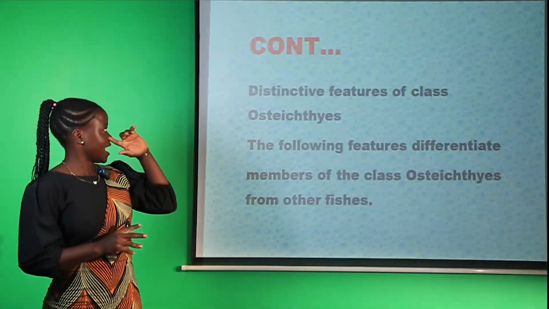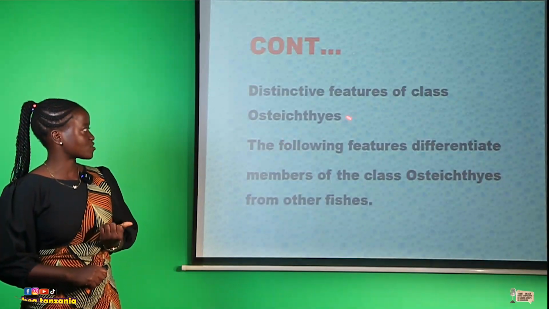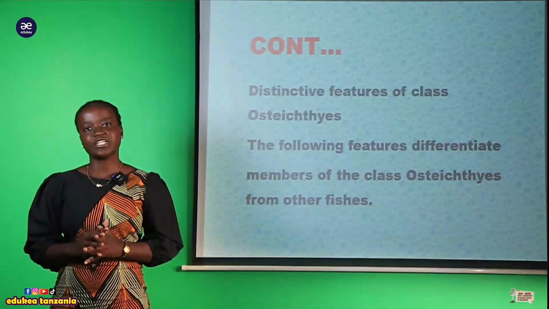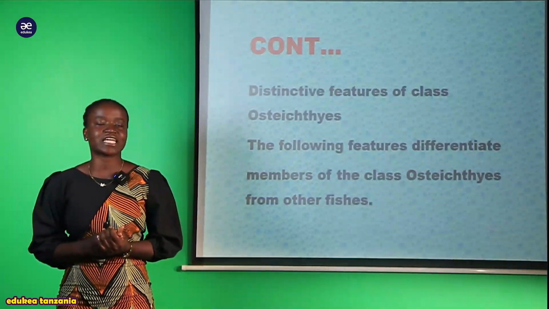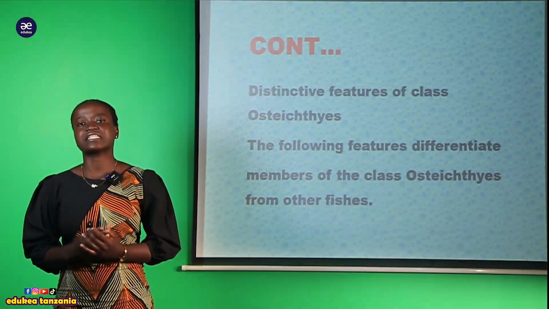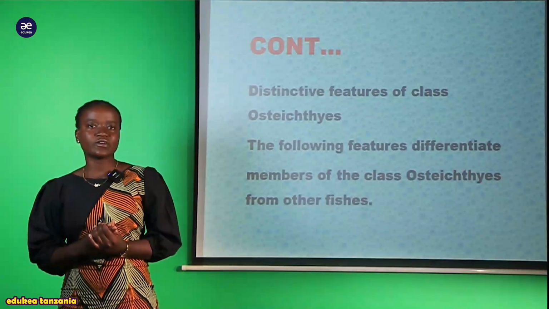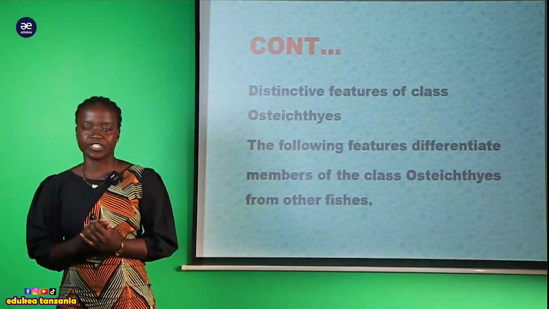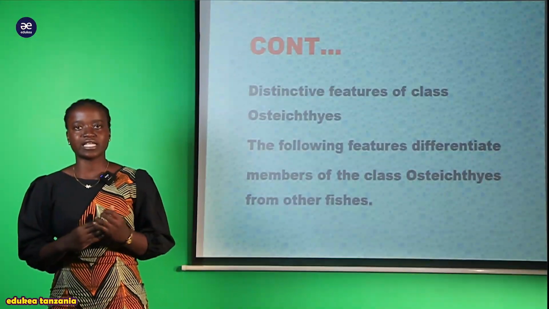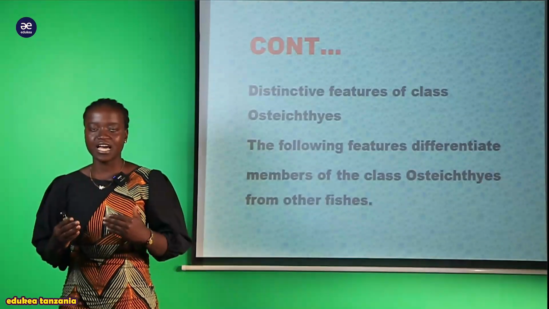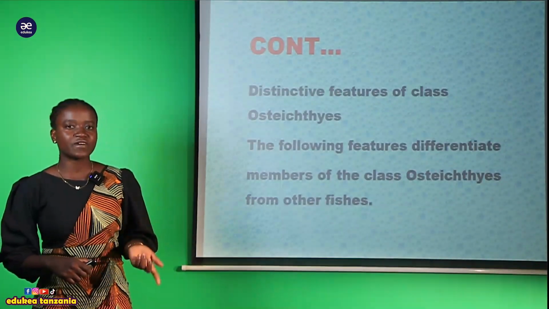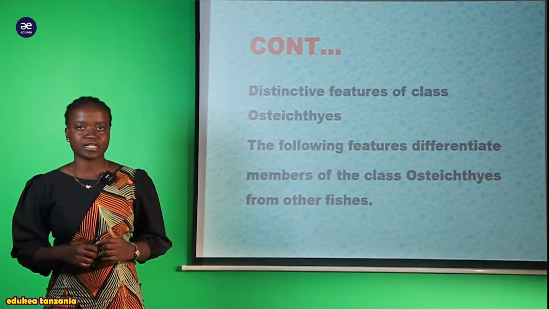Okay, my student, here we are going to discuss the distinctive features of the class Osteichthyes. But my student, remember we are discussing the phylum Chordata. And this Osteichthyes is the second class found within the phylum Chordata. So we have already covered the first class, which we call class Chondrichthyes, but here we are going to look at the distinctive features of these organisms found within the class Osteichthyes.